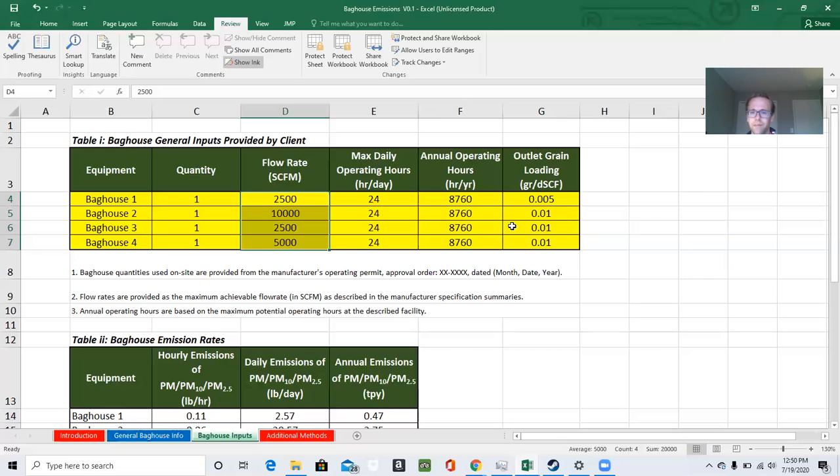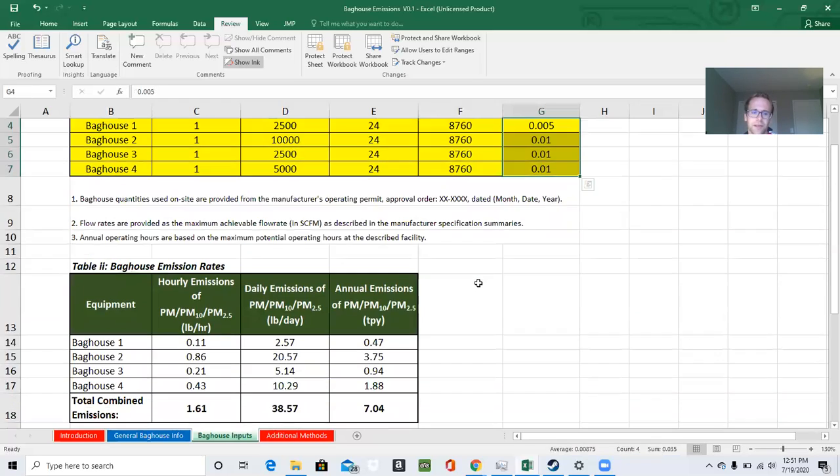However, if you calculate your emissions on a grain per DSCF basis, you may have to submit standardized stack testing to show that your baghouses are constantly in compliance. So it's a give and take. You have to compare constantly. But with that, we've got this scenario set up, and let's go through the emission calculations.